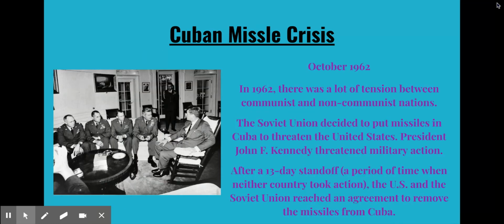In October 1962, there was a lot of tension between communist and non-communist nations, causing the Cuban Missile Crisis. The Soviet Union decided to put missiles in Cuba to threaten the United States. As a result, President Kennedy threatened military action. After a 13-day standoff, the United States and the Soviet Union reached an agreement to remove the missiles from Cuba.